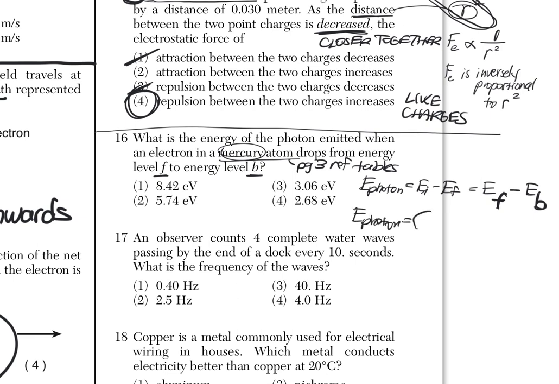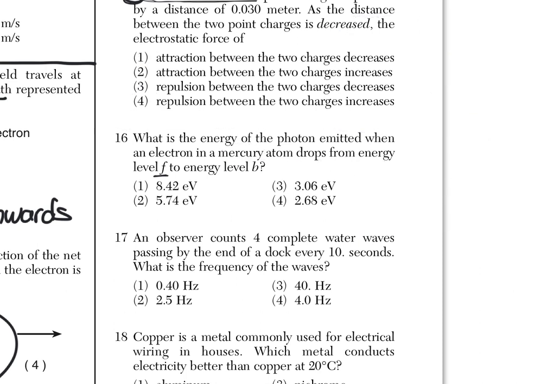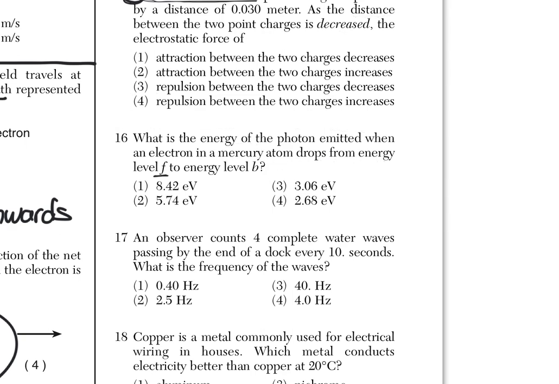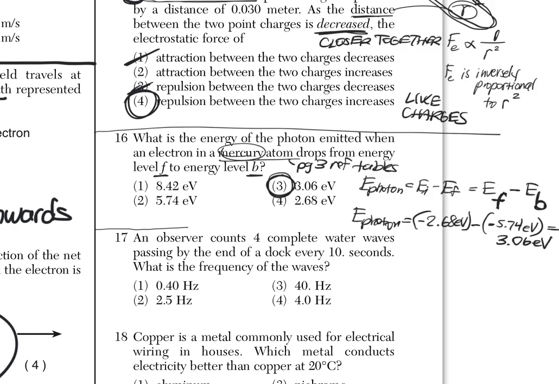They are going to be negative numbers. And so F is negative 2.68 eV, B is negative 5.74 eV. When you do the math, you wind up with 3.06 eV, and that's a positive answer because that is an emitted photon because the electron is falling down from an upper level to a lower level.